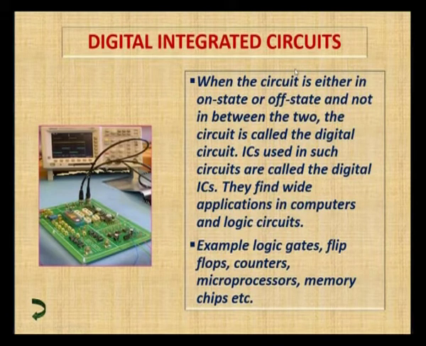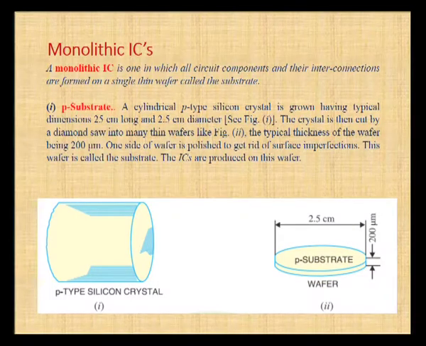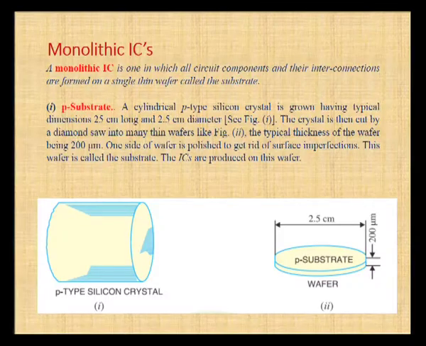Next, we know the classification of ICs on the basis of fabrication, and the monolithic IC is one of the types. In a monolithic IC, both passive and active components are placed on a single silicon wafer. These are interconnected with one another, and this single thin wafer on which we place the electronic semiconductor devices is called the substrate.